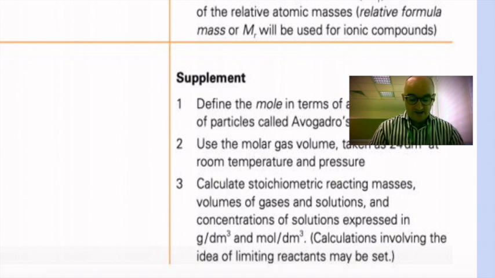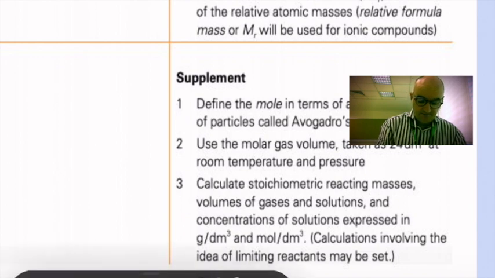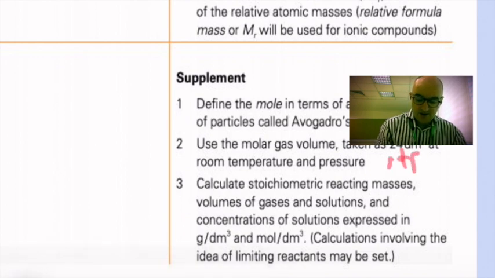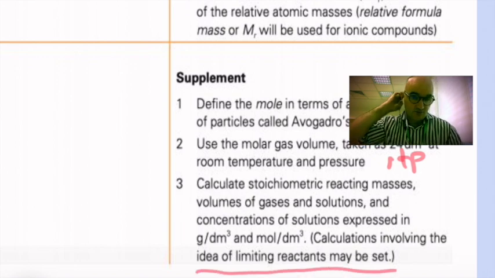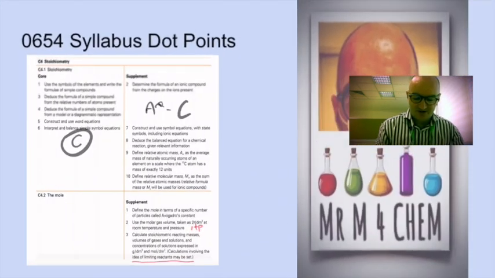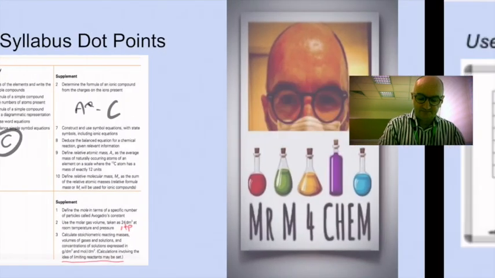Molar volume of a gas at room temperature and pressure, often called RTP. RTP is 24 decimeters cubed. You can use that in calculations. And then number 3: stoichiometric reacting masses, volumes of gases and solutions. It may involve the idea of limiting reactants, which is where many students say, that's it, I'm done with chemistry, I'm leaving, I'm gone. Don't be one of those students. Hang around, because it does get very interesting.